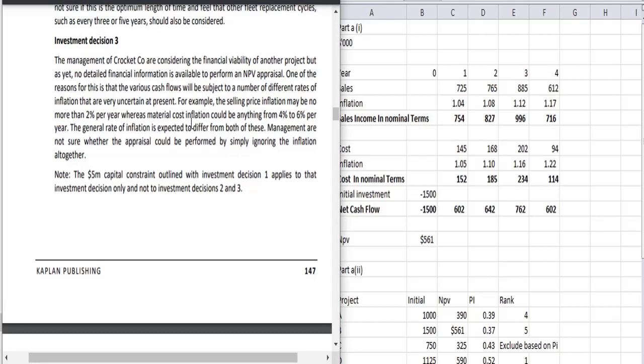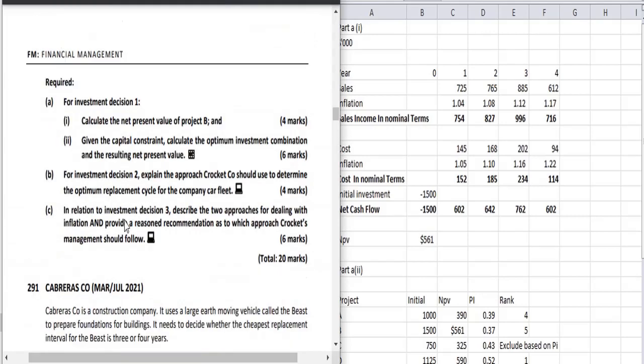Okay. And another thing, even though nominal cash flow has been given, meaning after-inflation cash flow has been given, if the question has told to use real terms, in that case you have to deflate those cash flows to get them in real terms. So all these things you have to mention while writing the answer of part C.